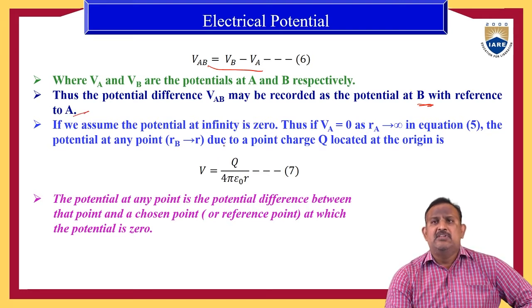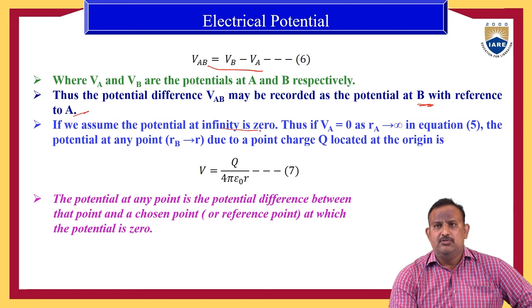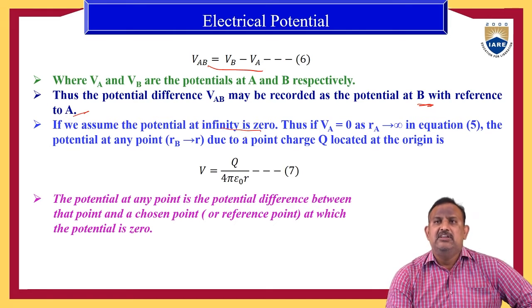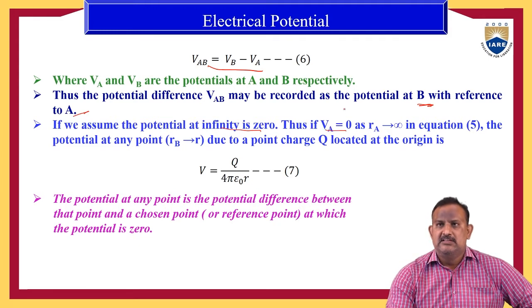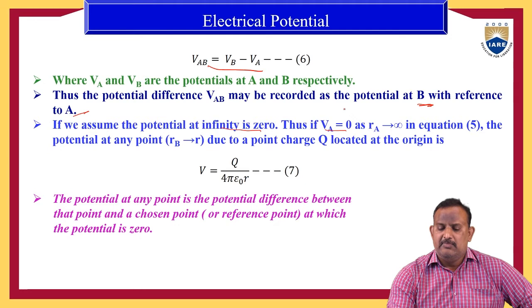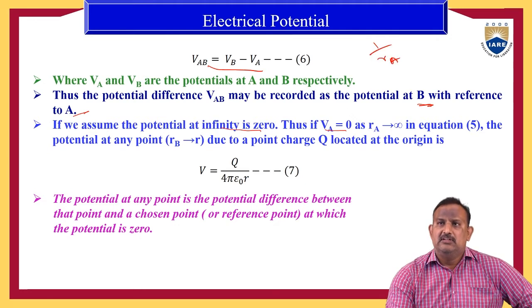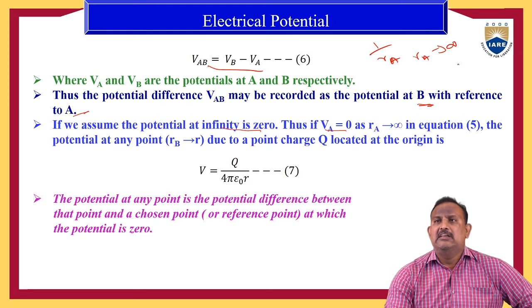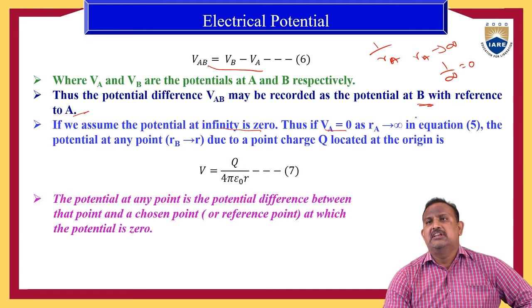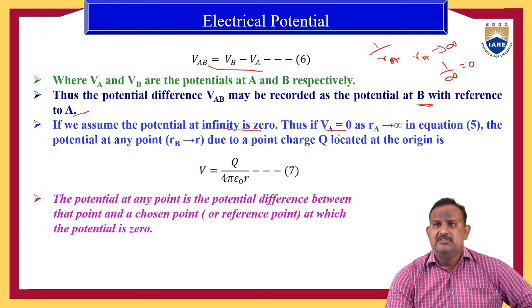Next, if we assume the potential at infinity is 0, therefore the potential VA becomes 0, because it is 1 by RB, 1 by RA. If we assume the distance RA tends to infinity, then 1 by infinity becomes 0. Therefore, the potential at point A becomes 0.